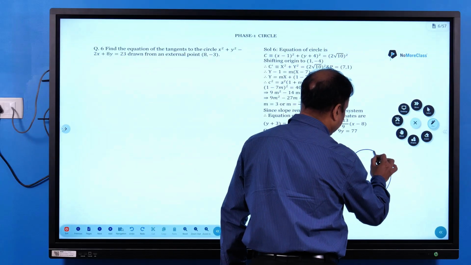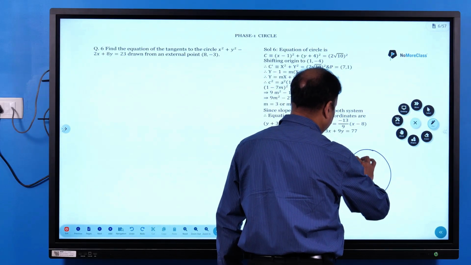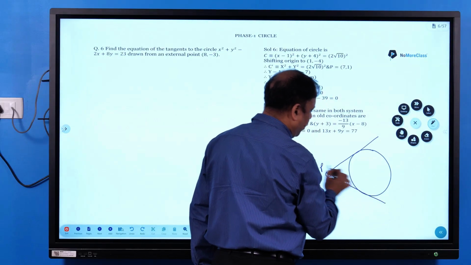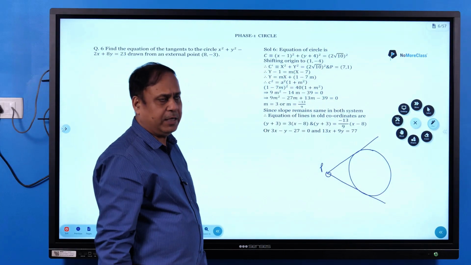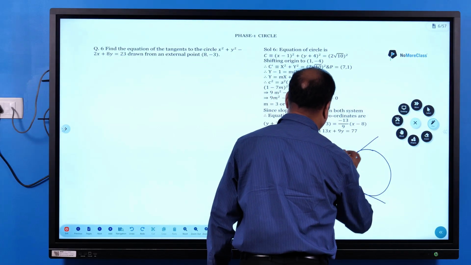This is the circle and there is a point P somewhere outside, not inside. And from this I am drawing tangents. So we can basically draw two tangents. The point is outside, so we can draw two tangents. The slope of any one tangent is, suppose, m.